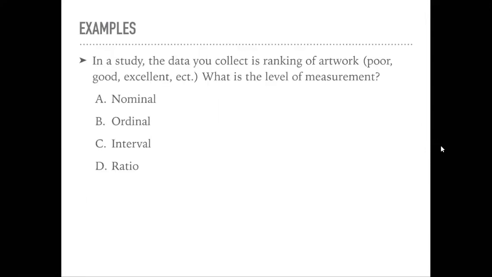In a study, the data that you collect is the ranking of artwork: poor, good, excellent. What is the level of measurement? There's an obvious order to this, poor being at the low end, excellent being at the high end. But this is just qualitative. This would be a good example of ordinal.